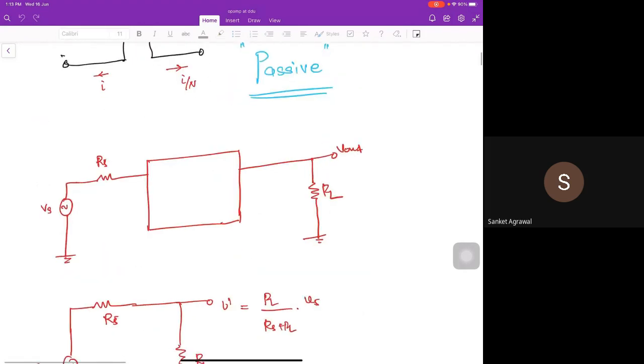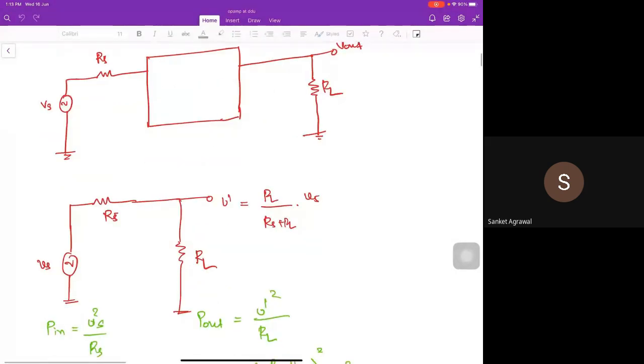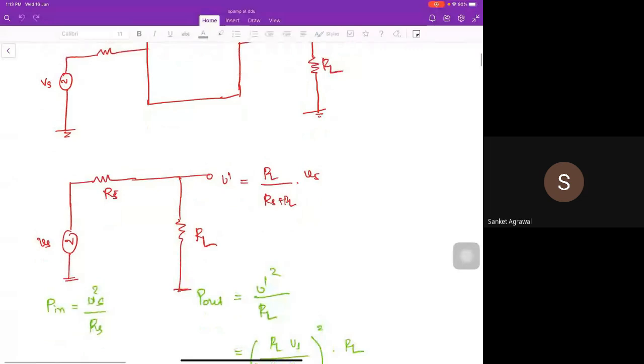So this is a simple two-port network that I have drawn here. First of all, let's say my source is Vs and the source resistance is RS. I want to transfer my power to the load resistance RL, right?